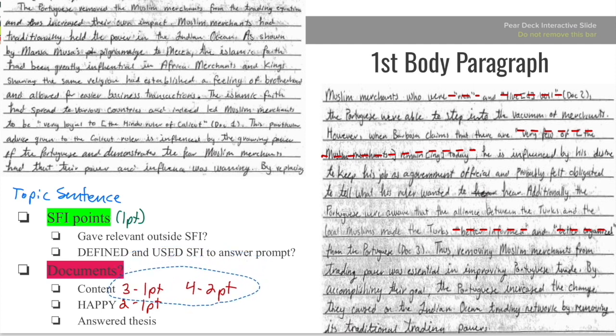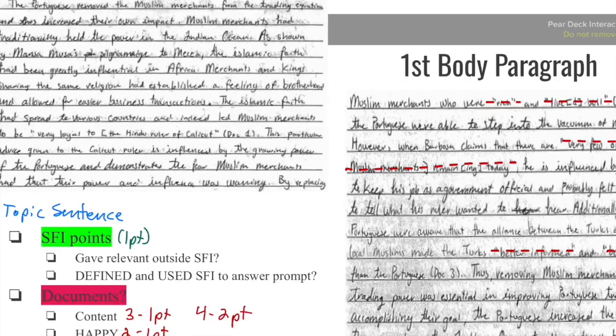No. So we need to keep track of which documents they use and whether they do content or whether they do HIP. Now, for HIP, you get one point by doing two documents. So we're going to have to keep track of which documents they use and what they do with those documents. So let's read the first body paragraph.